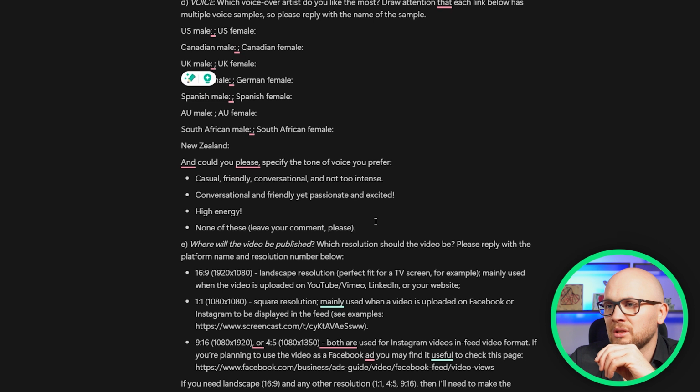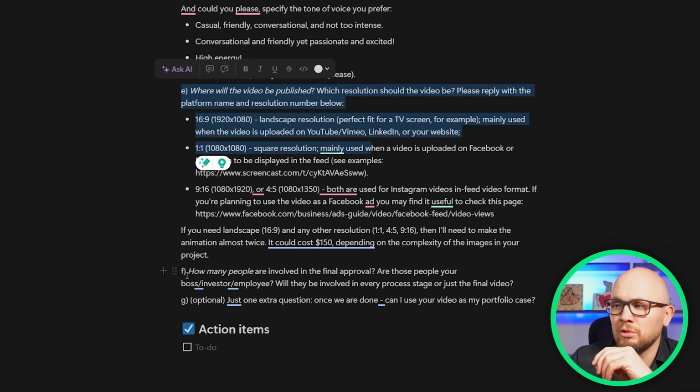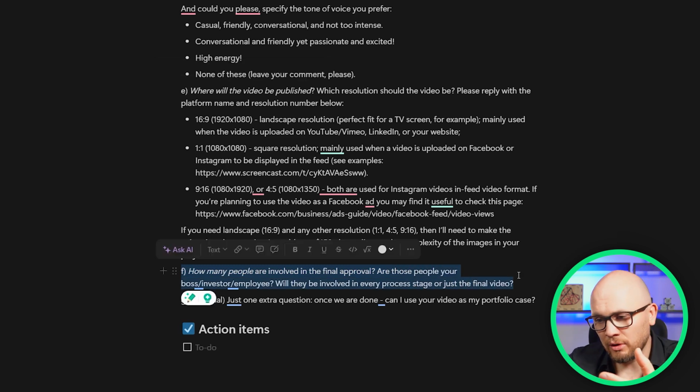Now, there are also questions like what kind of resolutions you are after. Now, this one is important. Usually it's better to ask it during the call. But you know what I've learned? That even if I ask it during the call, sometimes they tend to forget something or things change. So I usually include these questions just in case.